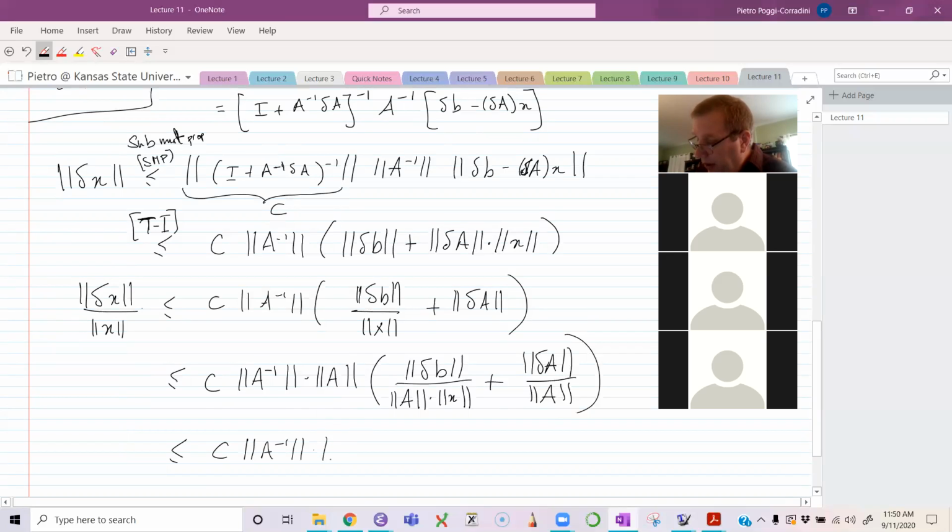again, by the property of operator norms, since B is AX, then norm B is norm AX, which is less than norm A times norm X. So this denominator is greater than norm B. I'm dividing by something bigger than norm B. So if I replace it by norm B, then I get a bigger fraction, right? So norm B, delta B over norm B plus delta A.